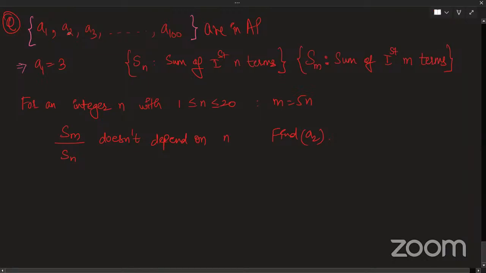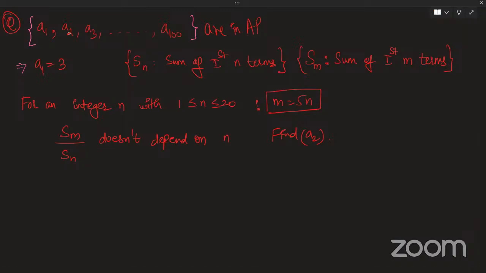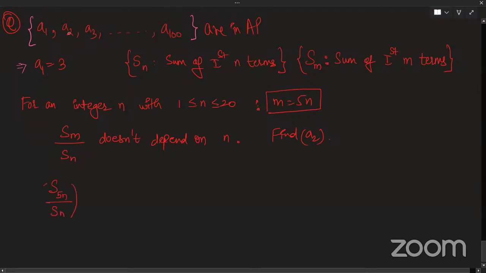So basically it is telling me that if I give you the condition that m is equal to 5n, then S_m by S_n does not depend on n, or it is independent of n. That is, S of 5n by S of n does not depend on n. So it is asking you to find the value of A2. That's it. Fine.